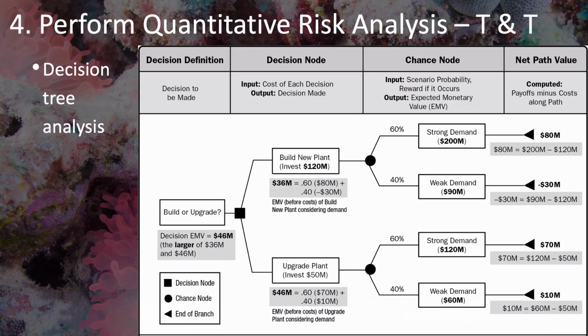Then multiply each net value by the probability of its scenario happening, and add them together to calculate the expected monetary value, or EMV, of each decision. This lets you compare the weighted average value of each decision option. Squares, circles, and triangles help to visually distinguish the decision options, scenarios, or chances, and the net values at the end of each branch.